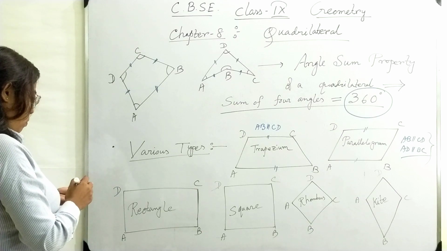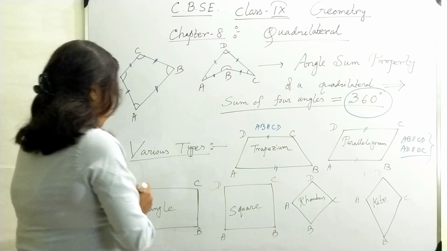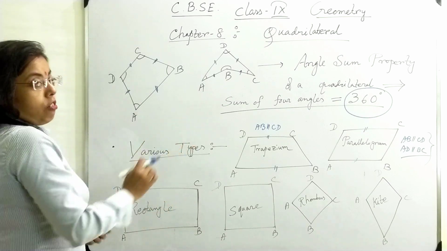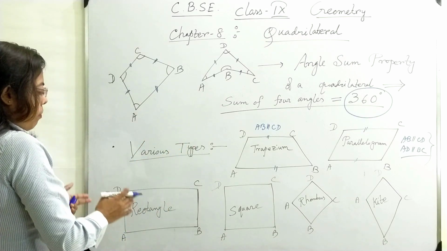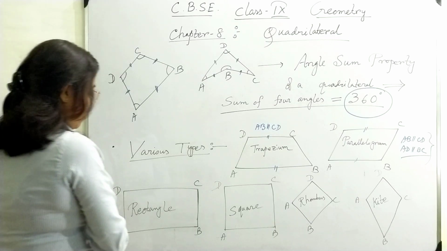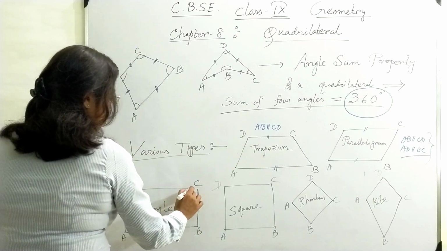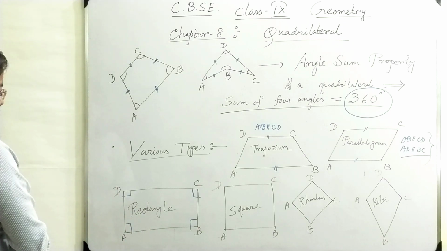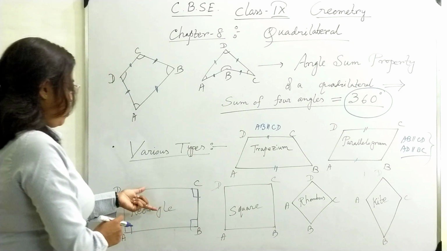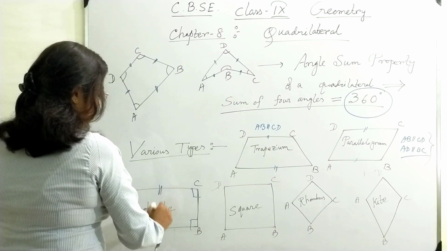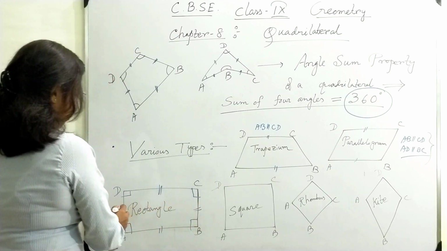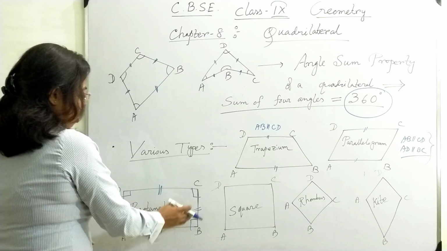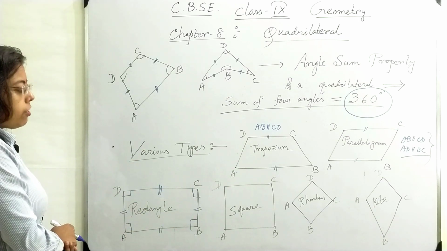We all know about this figure, the rectangle, right? So what is a rectangle? This is also a parallelogram, but with a specific feature: these four angles will be 90 degrees. Okay, so this is a rectangle. Opposite sides are equal and parallel to each other, and each of the angles of a rectangle must be 90 degrees.